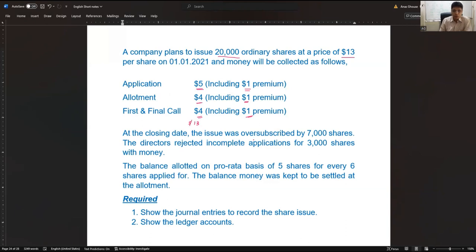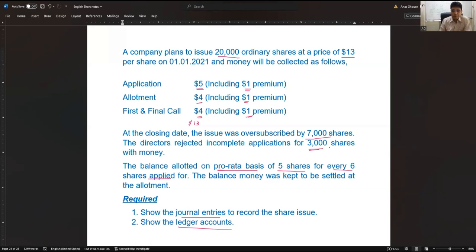At the closing date, the issue was oversubscribed by 7,000 shares. The directors rejected incomplete applications for 3,000 shares with money. The balance was allotted on a pro rata basis of 5 shares for every 6 shares applied for. So this is the pro rata basis. Each applicant was given 5 shares for every 6 shares they applied for. The balance money was kept to be settled at the allotment. You are required to show the necessary journal entries and the ledger accounts.